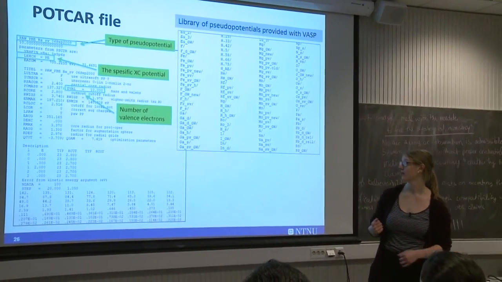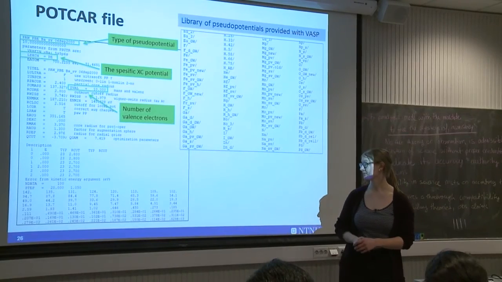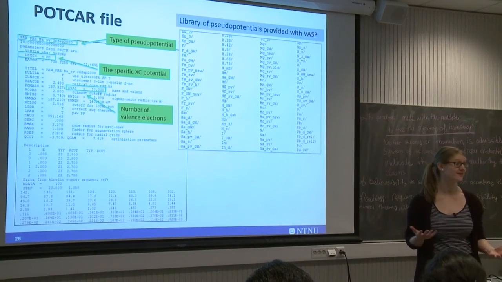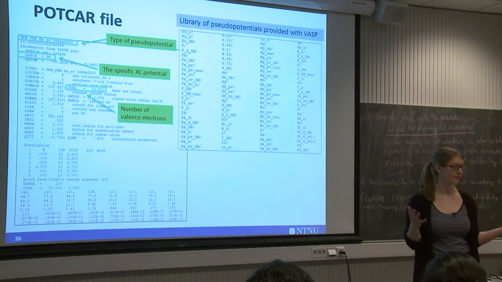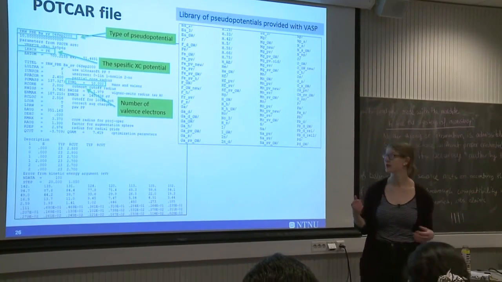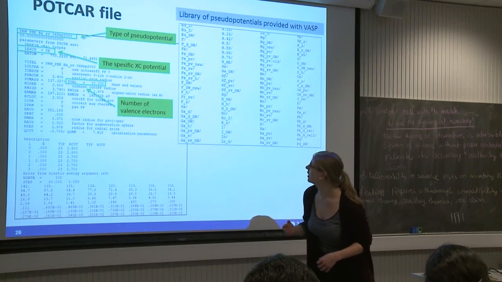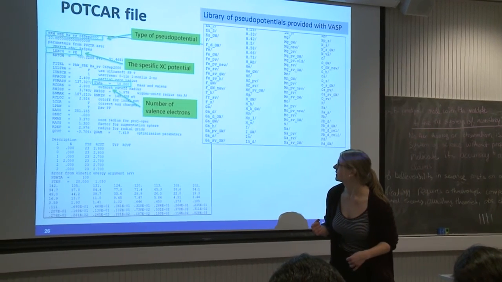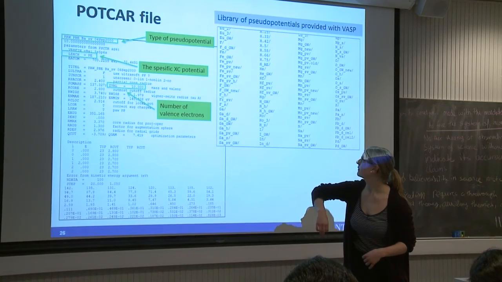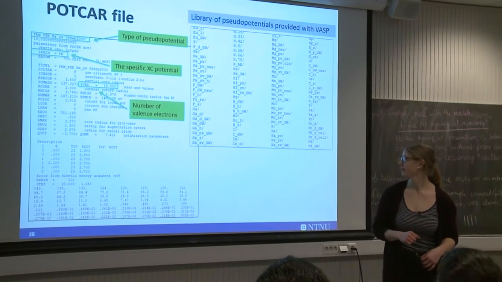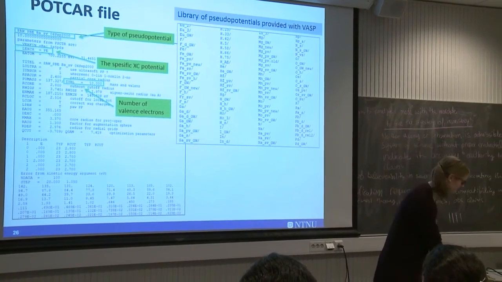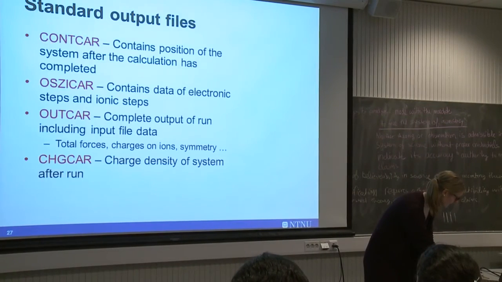And you can choose different pseudopotentials for the same element by changing the number of valence electrons which are free to move, right? So this is one for barium. Yeah, it's a big file, contains a lot of stuff.